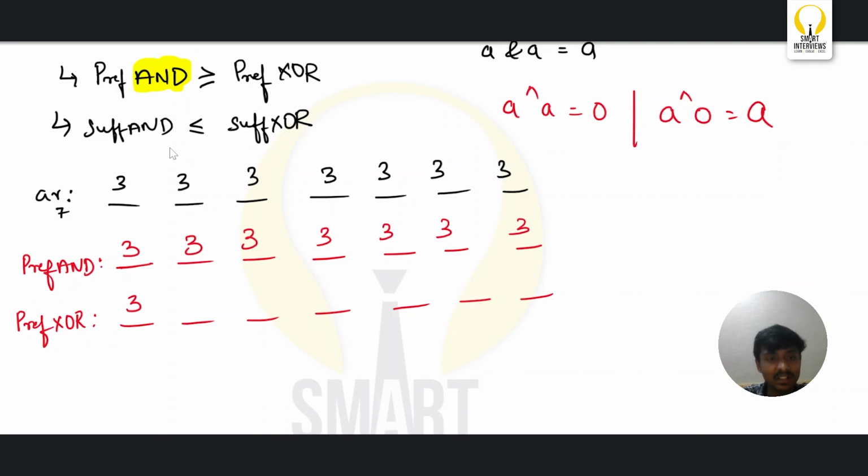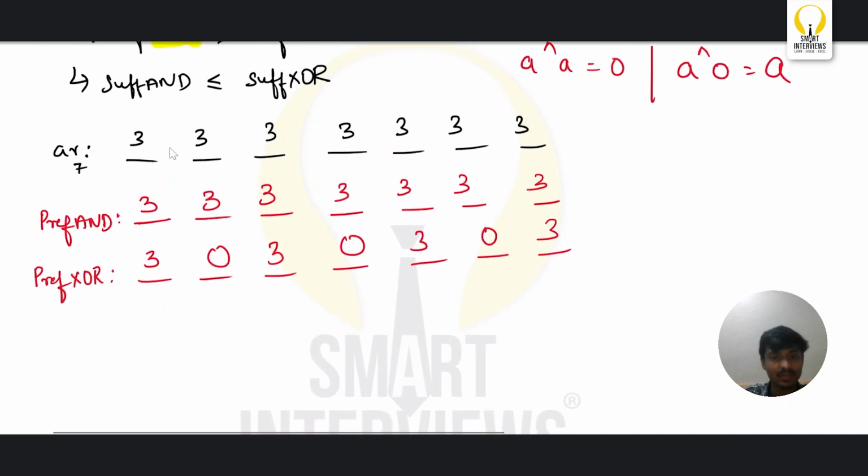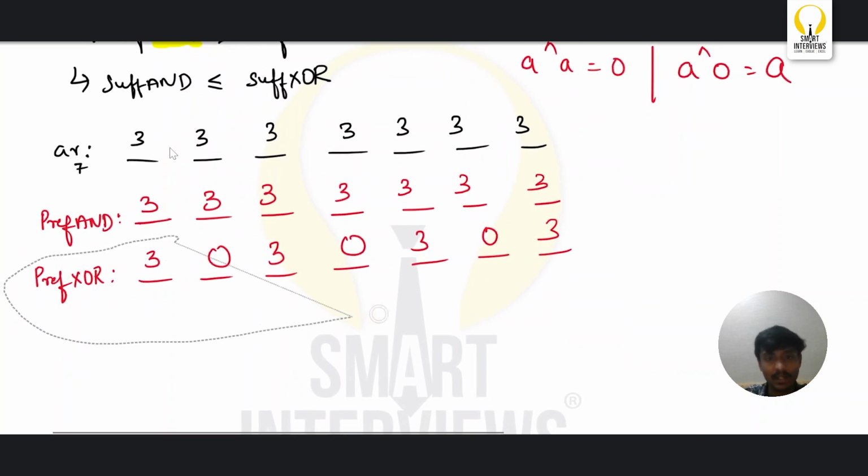Now, what is XOR till this point? You are going to XOR 3 with 3. You are going to get 0. Now you are going to do 0 XOR 3, that is nothing but A XOR 0. So you are going to get A, which is 3. Similarly, 0, 3, 0, 3. Right? Yes or no? Okay.